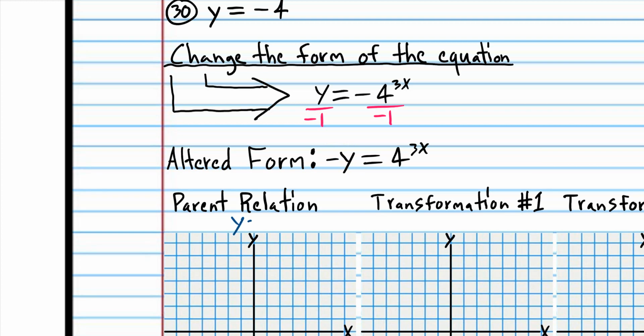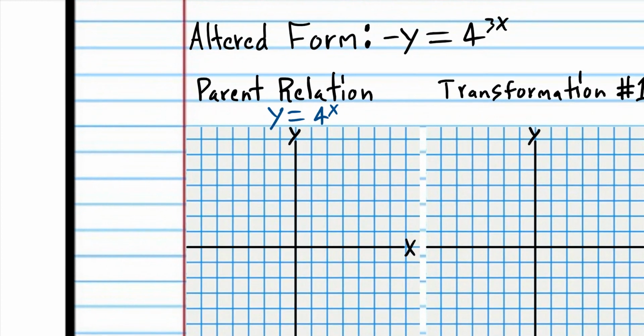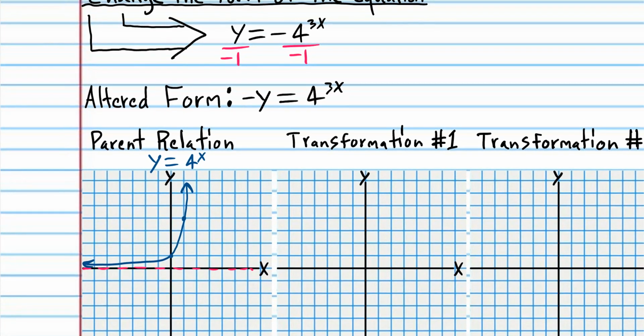So let's graph the parent graph. So this is an exponential graph. Obviously, there's a horizontal asymptote. Plug in 0 for x, plug in 1 for x, and find the y values, and we can see that this is the graph. Then we can dilate or reflect. I'm going to reflect first.